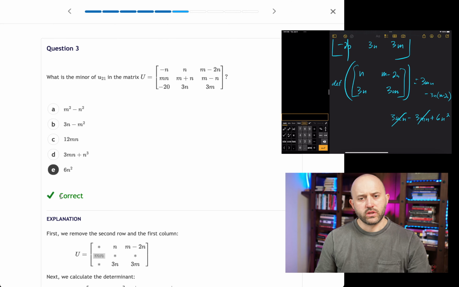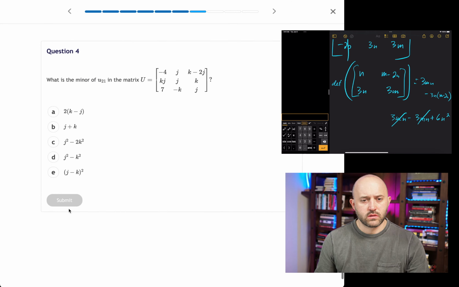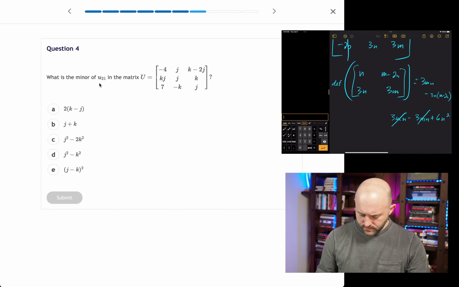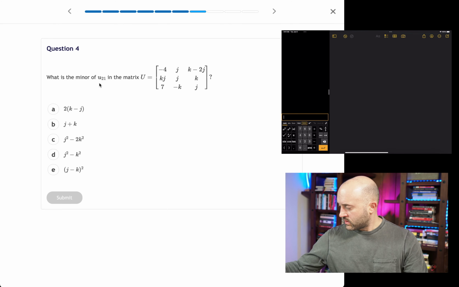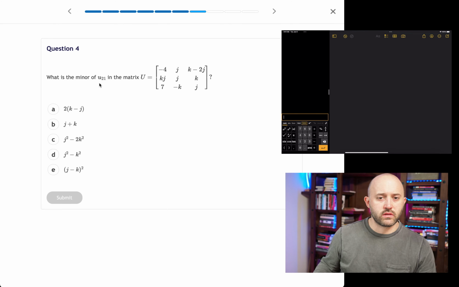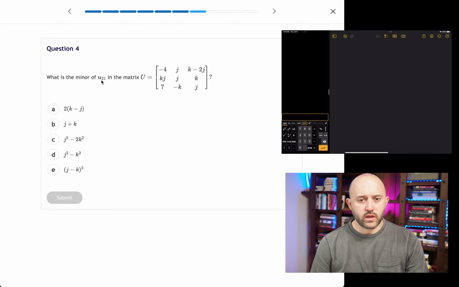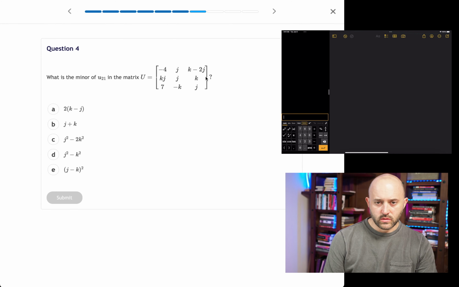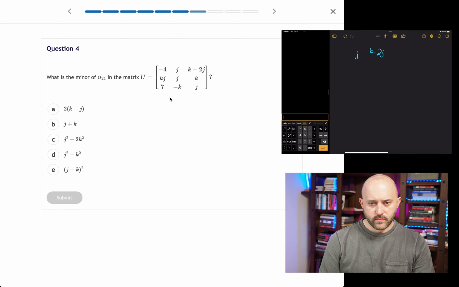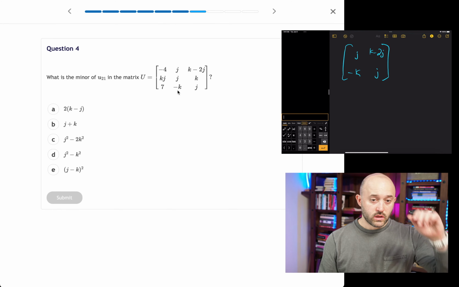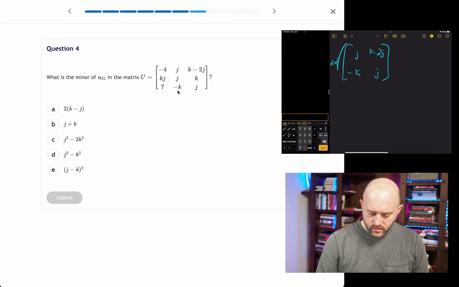Okay, so question 3 correct. What is the minor of this? Now I'm feeling like I've warmed up a little bit. I might be able to actually go a little bit faster without doing some mental math rather than write everything out. So row 2, column 1, so that guy's gone and that guy's gone. So we're doing j, k minus 2j, and then we jump down to here, minus k, and j. So what's the minor of this thing? So we do the determinant of this guy.